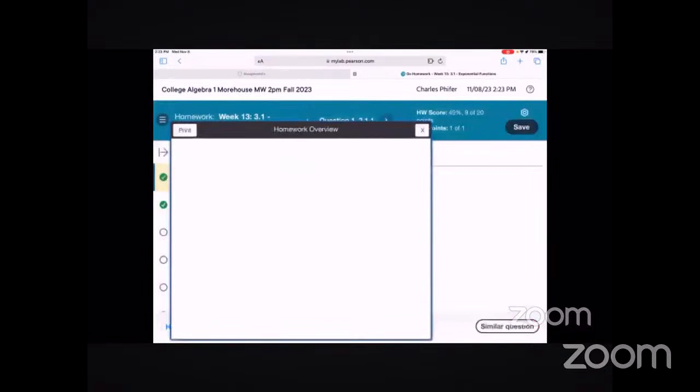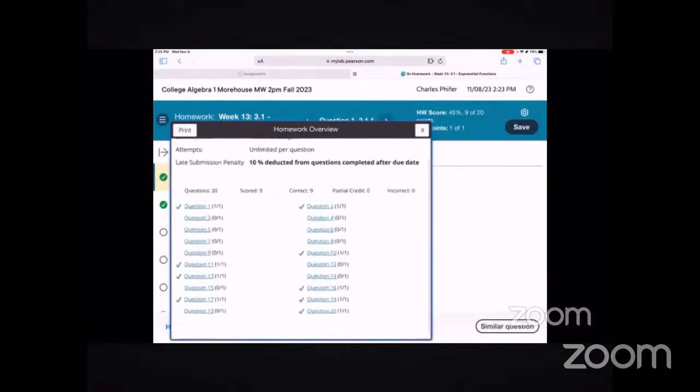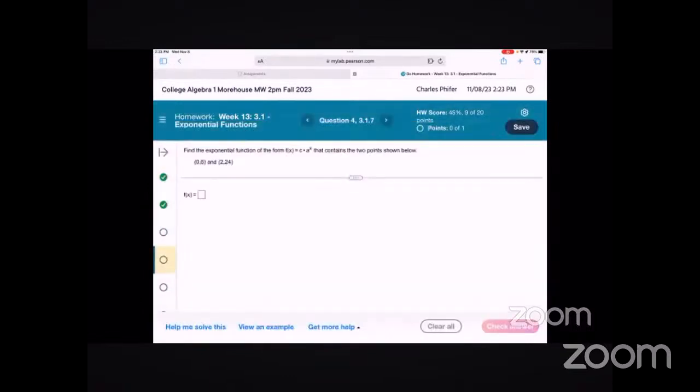Hey, Google, give me a random number between 1 and 20. 4. Find the exponential function of this form that contains the 2 points shown below. Okay, we need to take some notes on this one.